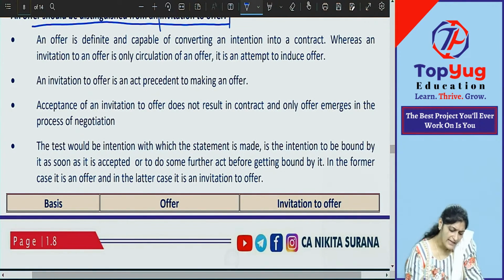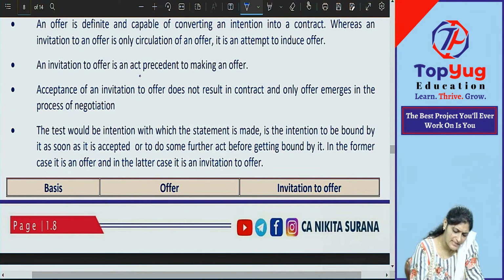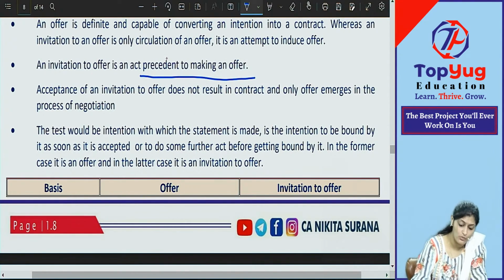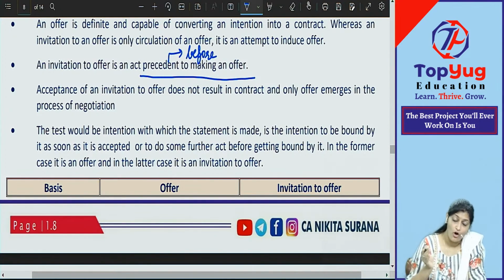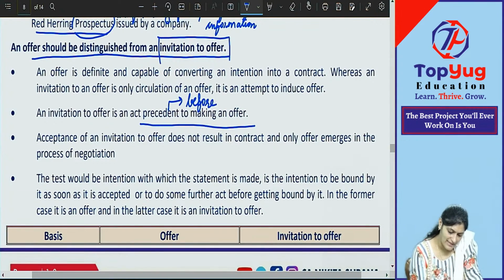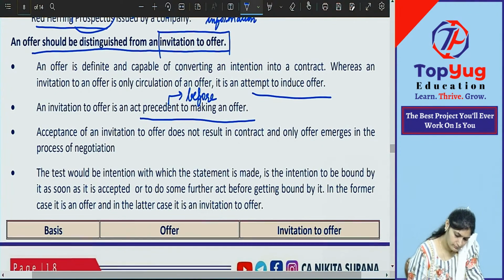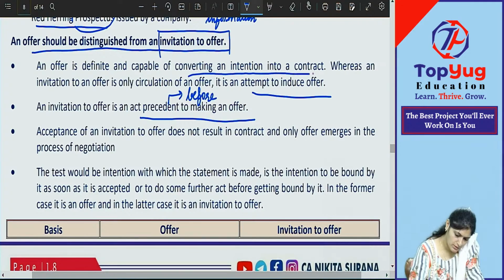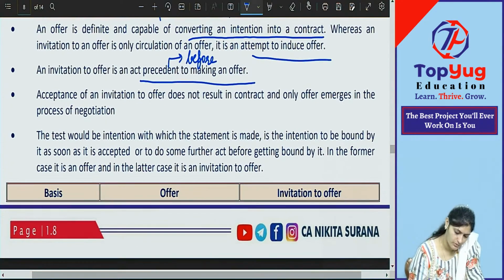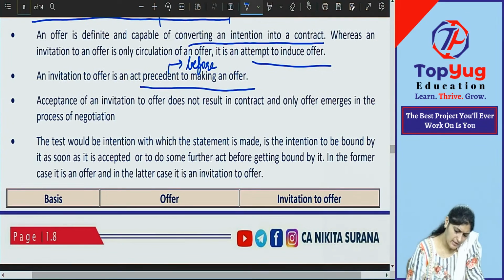Okay. Invitation to offer is an act precedent to making an offer. Precedent means what? This word precedent means what? Always before, which comes before. Always it comes before offer or not? It comes before offer. Whereas it is an attempt to induce an offer into a contract. Underline the important points, okay? Acceptance of invitation to offer does not result in a contract. Only what emerges from acceptance of invitation to offer?